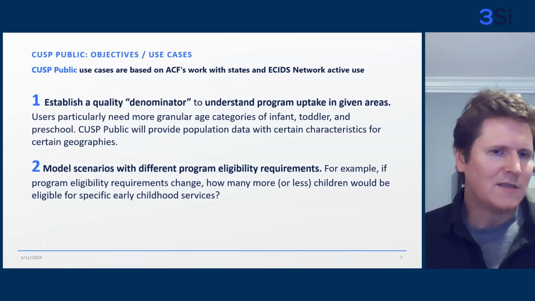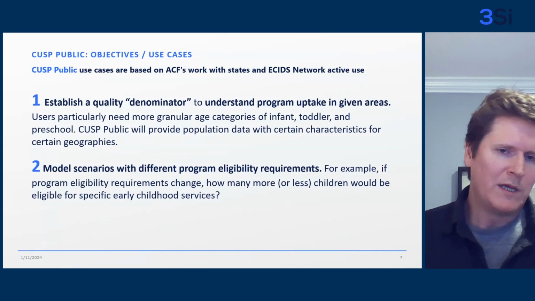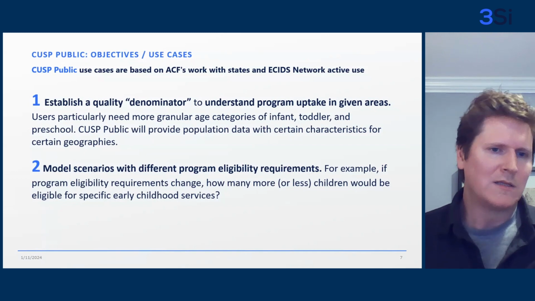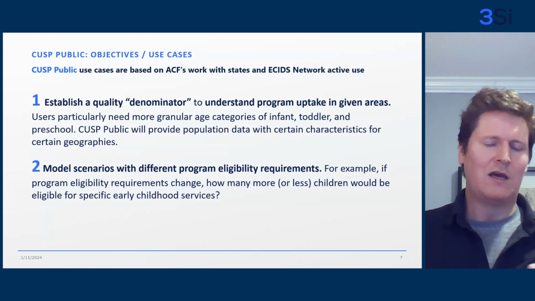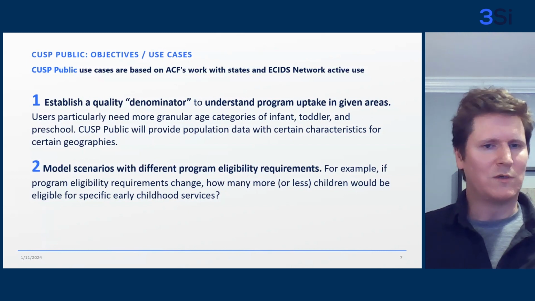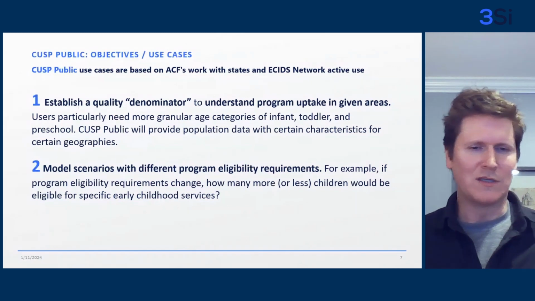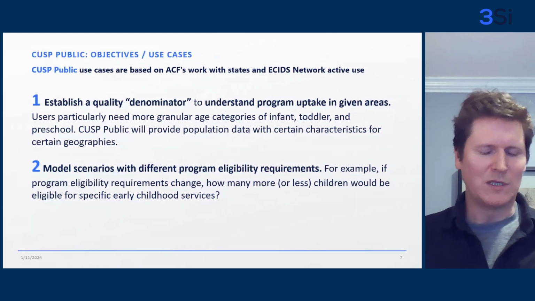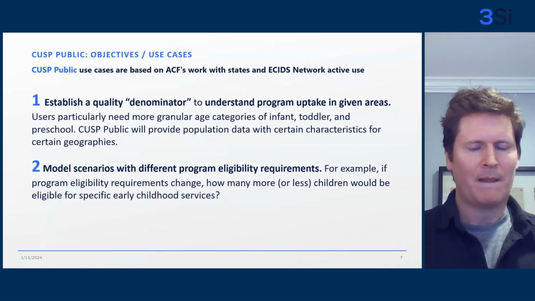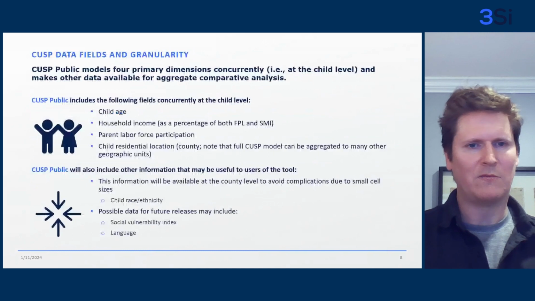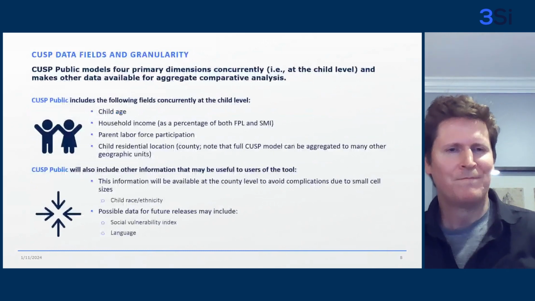And the second use case is to model scenarios based on adjustments to program eligibility criteria. And so as you'll see, we've built the tool to be able to explore the incremental changes to populations across the state, given some of these adjustments to different criteria. Okay, now to talk about CUSP Public and what's actually in the tool, before we show it to you.